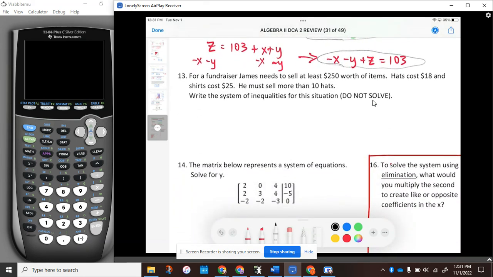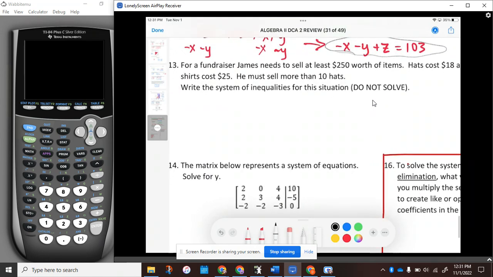Problem number 13. We've had one like this before too. This one is asking to write a system of inequalities. And this is one where the second sentence is actually really simple. More than 10 hats. Okay, if we've got two variables, hats and shirts, I'll say that X is hats and Y is shirts. And hats has to be more than 10. What is that inequality?